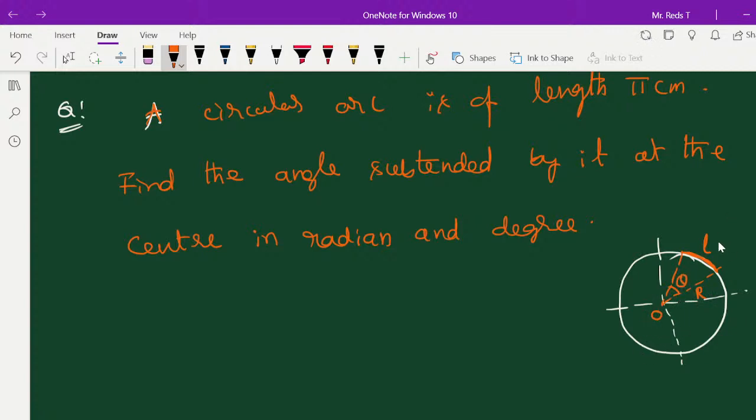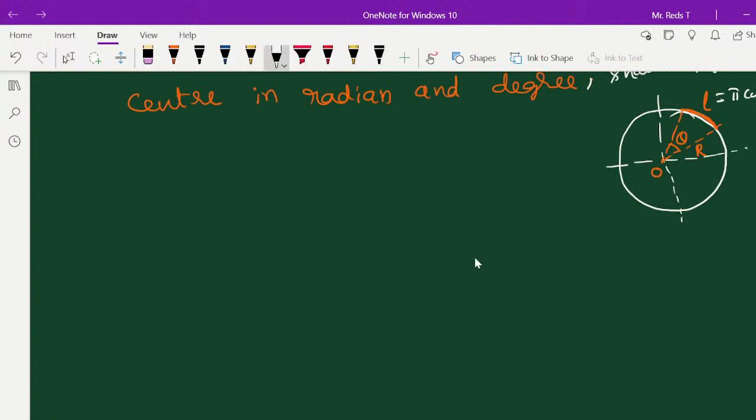If the length of this arc is equal to pi centimeters, find the angle subtended by this at the center in degrees and radians, as shown in the figure. Here, just add the words 'as shown in the figure' to the question. In the figure, I have given a few more points. Try to draw it for understanding purposes.